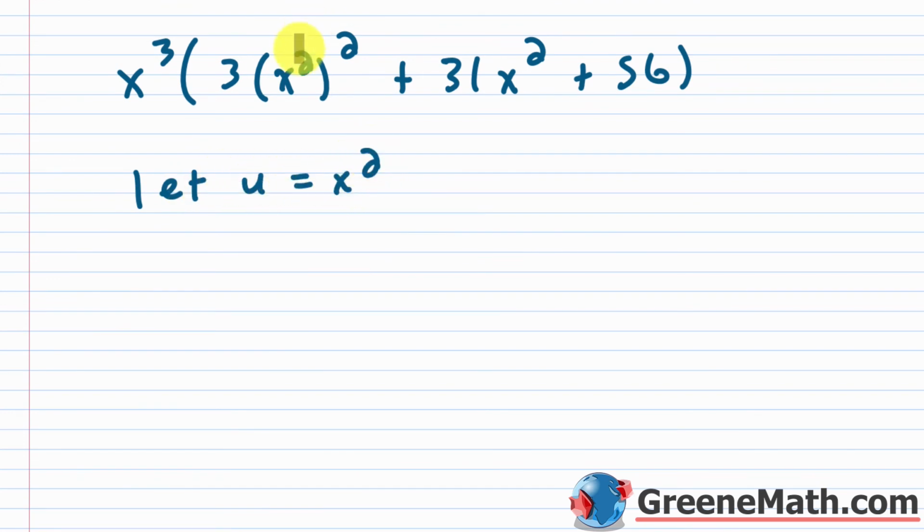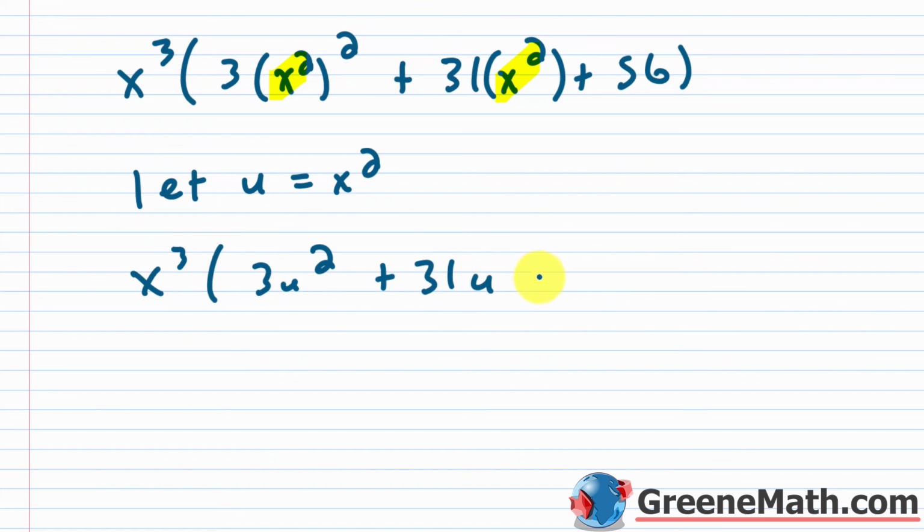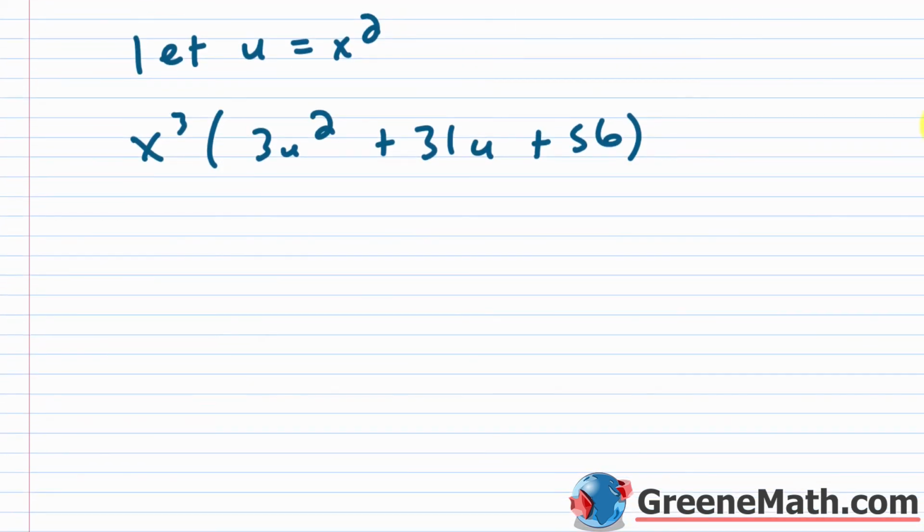So everywhere I see x squared, so here and here, I'm just going to plug in a u. You can wrap this in parentheses if it's more comfortable for you. It's really up to you. I'm going to say this is x cubed times the quantity 3u squared plus 31u, and then plus 56. Okay, let's scroll down. We'll come back up in a minute.